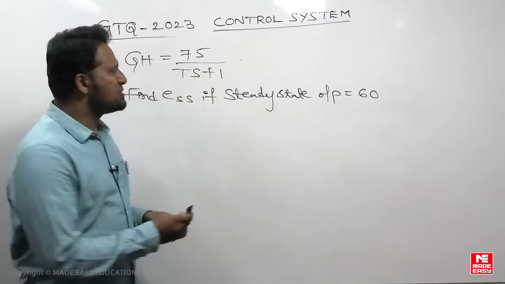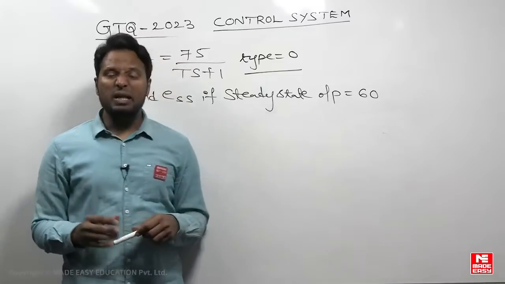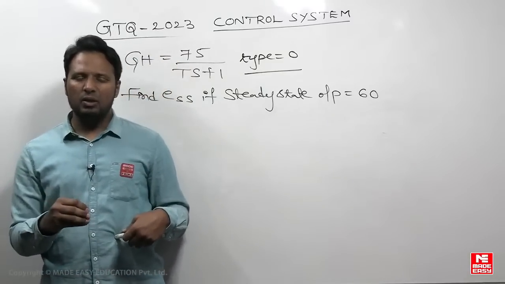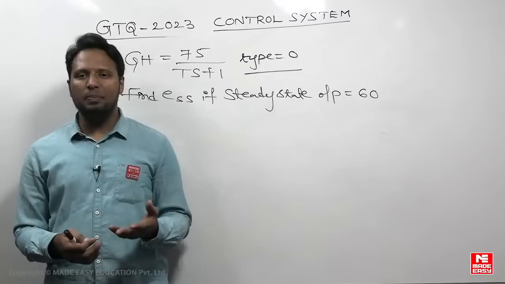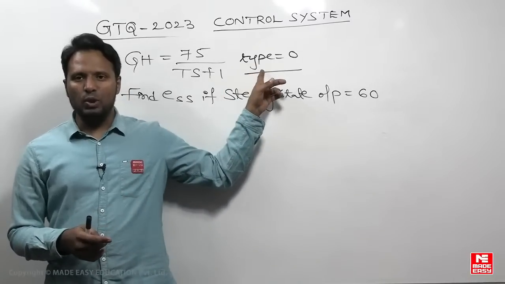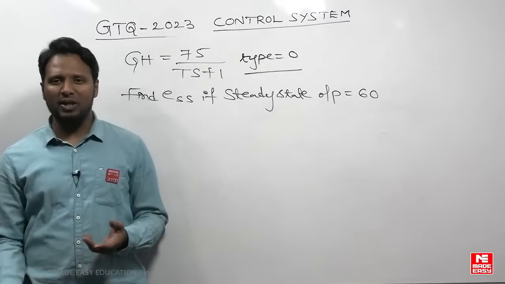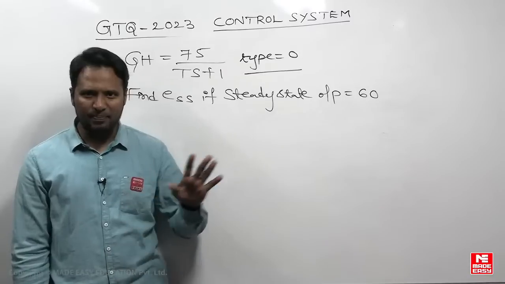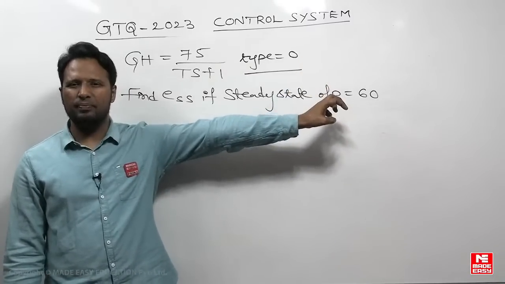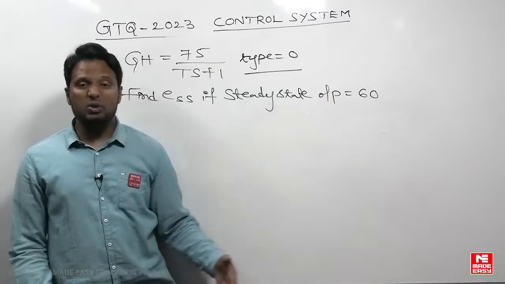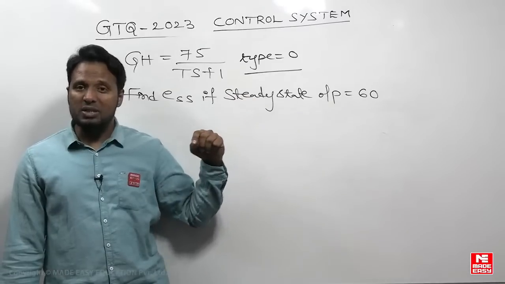Listen, what is the type of the system? Type is zero. Steady state error will be finite only if, for a type zero system, the input is a step. I repeat: if it is type 0, then the steady state error is defined and finite only for step input. For ramp and parabola, it is anyhow infinite. Do you understand? If you are talking about steady state error and the steady state output is 60, there is no infinite value. So, if the steady state output is finite, then the steady state error is finite.